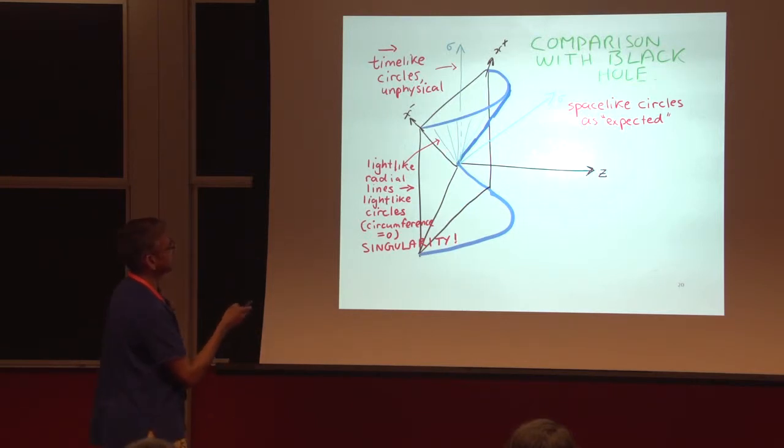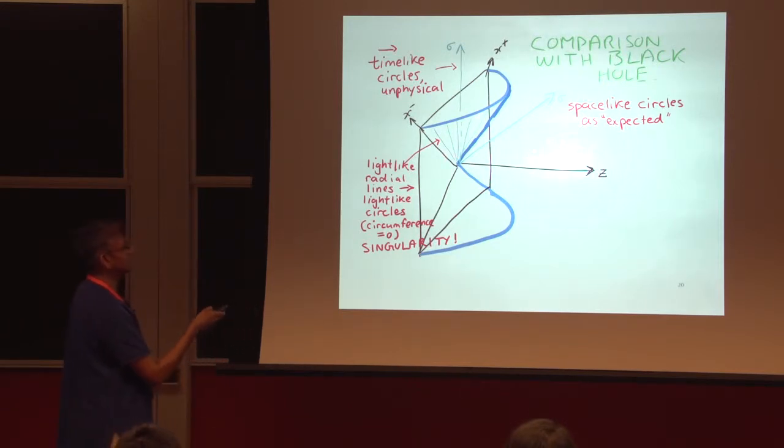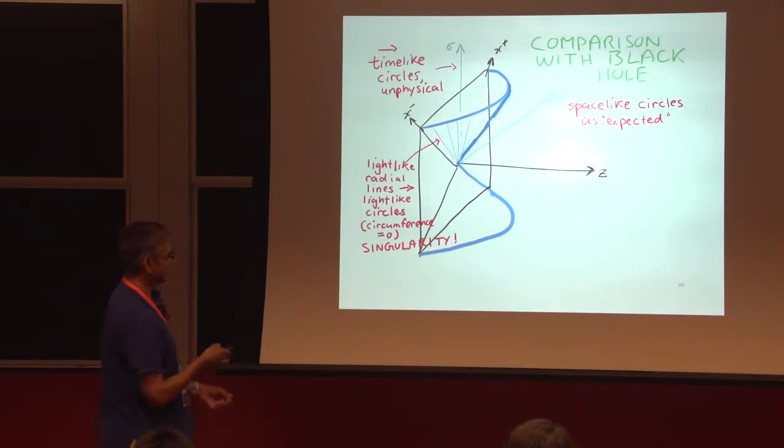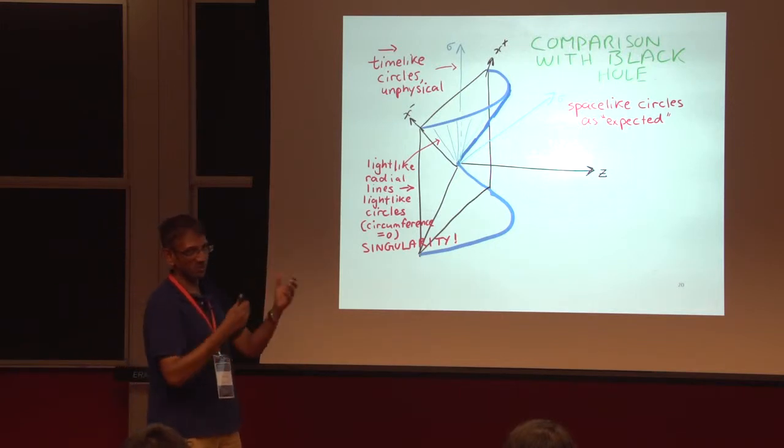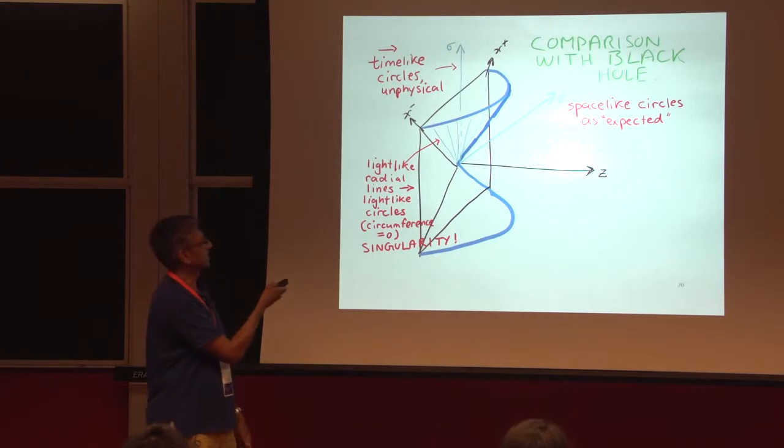But these lines that lie on these light cones are obviously light-like lines, and yet they are still periodic, and so they turn into light-like circles, which means that the circumference of the circle is 0. And that perfectly matches what I told you about the singularity. The singularity is the place at which the sigma direction circle goes to 0 circumference. So that's this way of picturing the singularity.